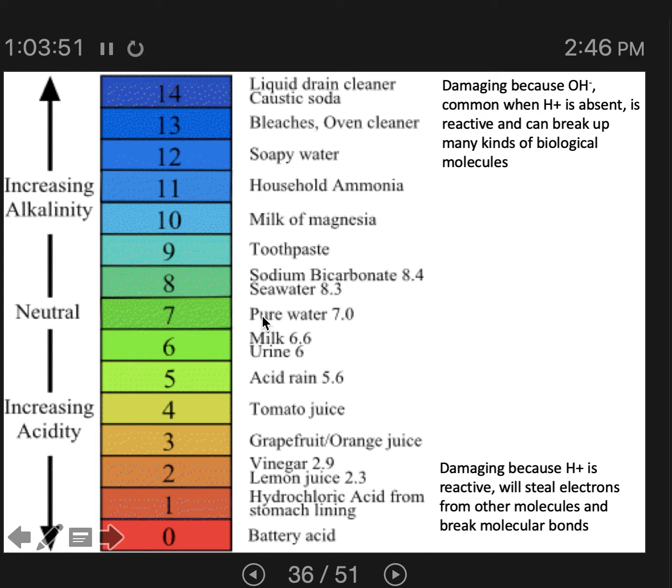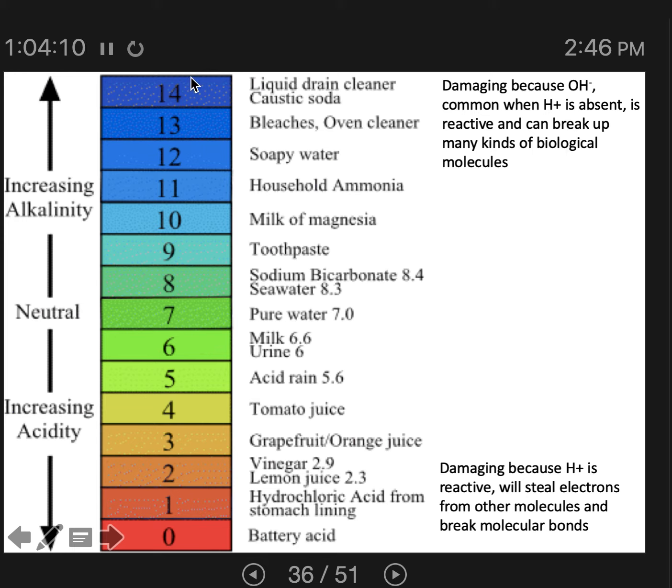And here's neutral. So acids are damaging because hydronium ions are reactive. They will steal electrons from other molecules and break molecular bonds. When hydronium ions are low, that's usually balanced by an increase in hydroxyl ions, which is OH minus, right?